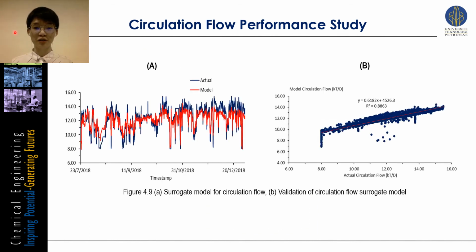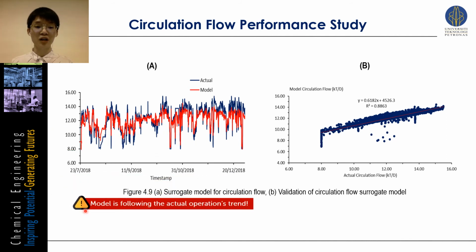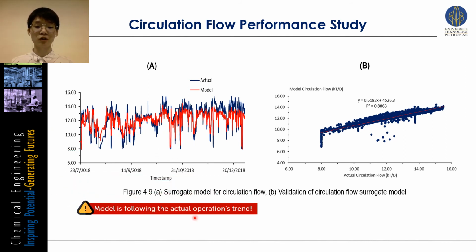Here I present you the surrogate model for the circulation flow and also the validation for the circulation flow as well. Just by looking at this trend, it is determined that the model is following the actual operation trend. Not only that, the R-square for this validation is 0.8863. It means that with a high adjusted R-square, our model is actually accurate and valid.